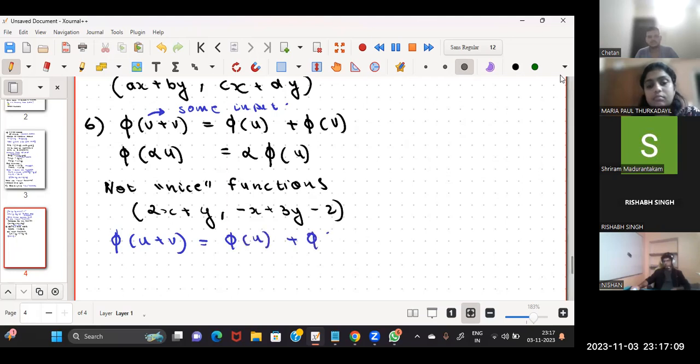Now, see this 2x plus y comma minus x plus 3y minus 2 is one example of an input. It's a general example of an input. This entire thing is an input. What we are doing here is taking two inputs and adding them up. That is, u is one such input and v is one such input. And we are then checking if this condition is being satisfied. Okay, go ahead, Maria. Write down the whole thing.